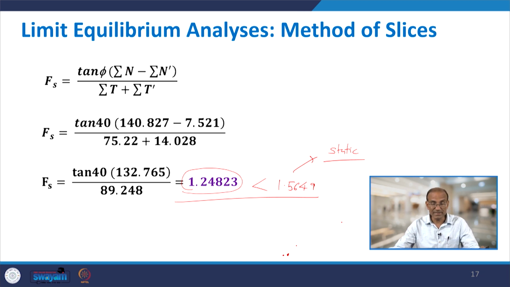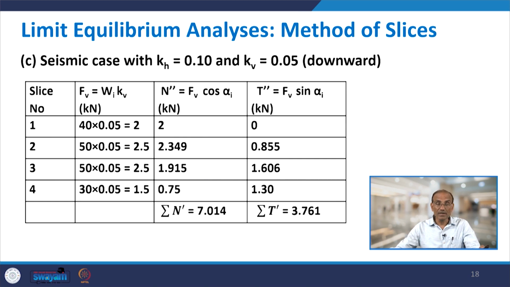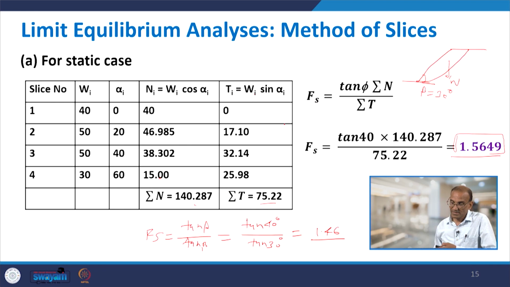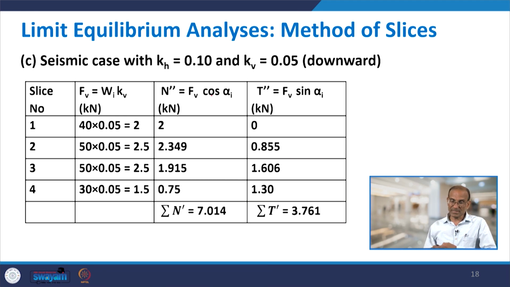If you find it is more than the static case, then there is something wrong in your calculation. Coming to the third case, when you have the seismic case with kh equal to 0.1 and kV equal to 0.05, where the kV is acting in the downward direction. In that case we need to use this equation, the third component summation n, and this is what is Fv cos alpha, Fv sin alpha. This is calculated here, Fv cos alpha, Fv sin alpha, in tabulated form.